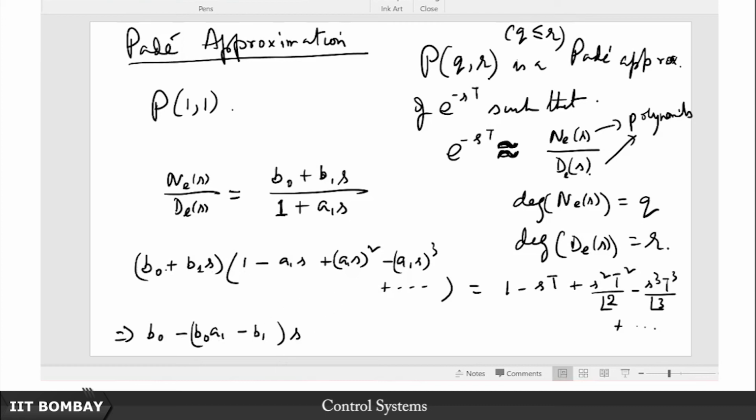And the coefficient of s squared is basically b0 a1 squared, that's between this and this, and then between this and this there is minus a1 b1 s squared. There's no other way I can get s squared here: the constant with the squared term, and the coefficient of s with the coefficient of s term. Of course there will be other terms on both sides, but I am not going to bother about them. I am just going to concern myself with 3 terms on either side.